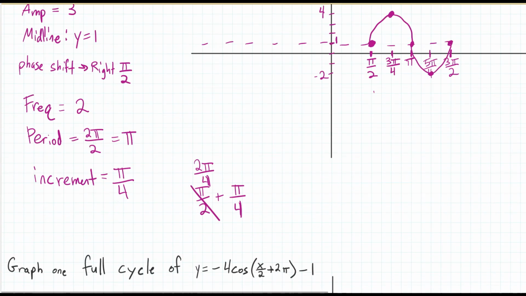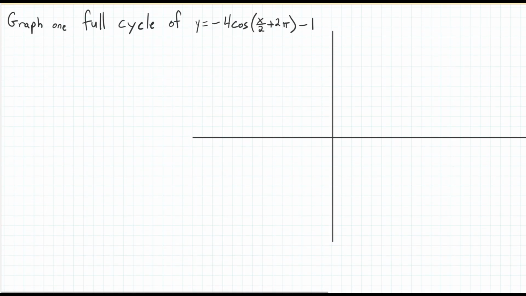Let's try one that's a cosine curve. So now I'm going to graph one full cycle of y equals -4 cosine of (x over 2 plus 2 pi) minus 1. I'm going to do the same thing I did for the last one, where I'm going to try to factor out that frequency first and hope that can show me what our horizontal shift is.